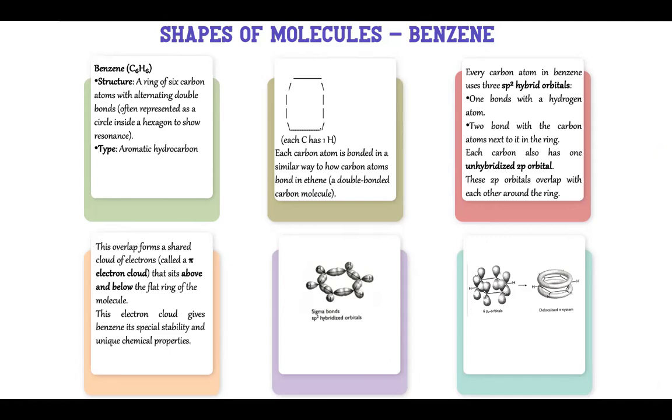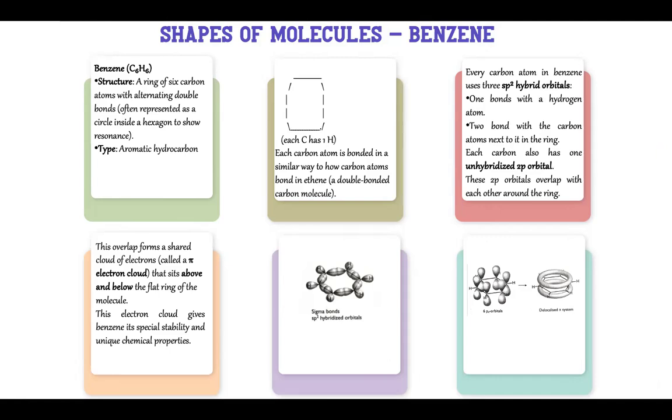Each carbon atom is bonded in a similar way to how carbon atoms are bonded in ethene, a double bonded carbon molecule. And each carbon atom in benzene uses 3 sp2 hybrid orbitals, 1 bonding with a hydrogen atom, 2 bonding with the carbon atoms next to it in the ring, and each carbon also has 1 unhybridized 2p orbital, and these 2p orbitals overlap with each other around the ring.